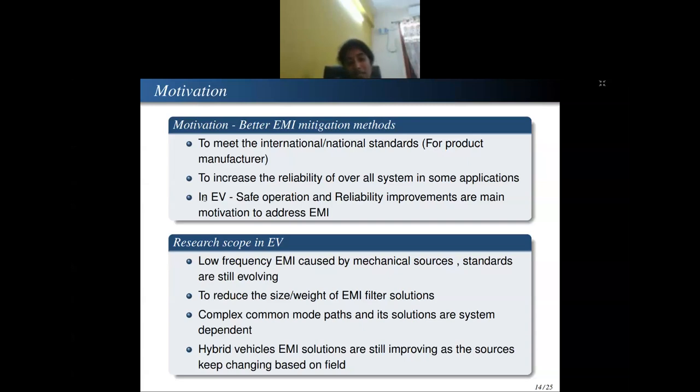And as I said before, common mode paths and their solutions are system dependent. So it's unique. You have to address it each time. You have to find out the layout, the sources, how can I reduce it for my system, and so on. And hybrid vehicles. Now, one source alone cannot run for a longer time, and say, battery alone, we cannot depend on. Now fuel cells are coming, some other sources. People are trying to use them. So if you are using many sources, how is that going to affect your EMI?